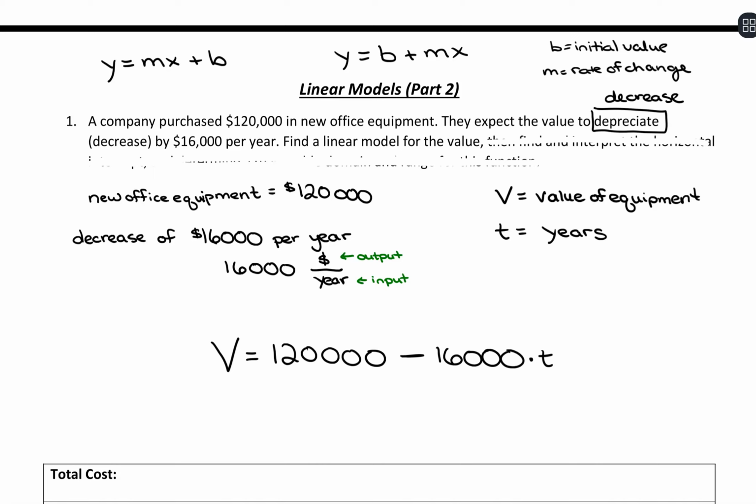So you can imagine plugging in some values for t here. Like if we were at year 0, the value is $120,000. After 1 year passes, we have $120,000 minus 16,000. If 2 years have passed, then we take away 16,000 twice. 3 years have passed, 3 times, and so on and so forth. So initial value, and then we have our slope, and then we just need to multiply our slope by our input variable.